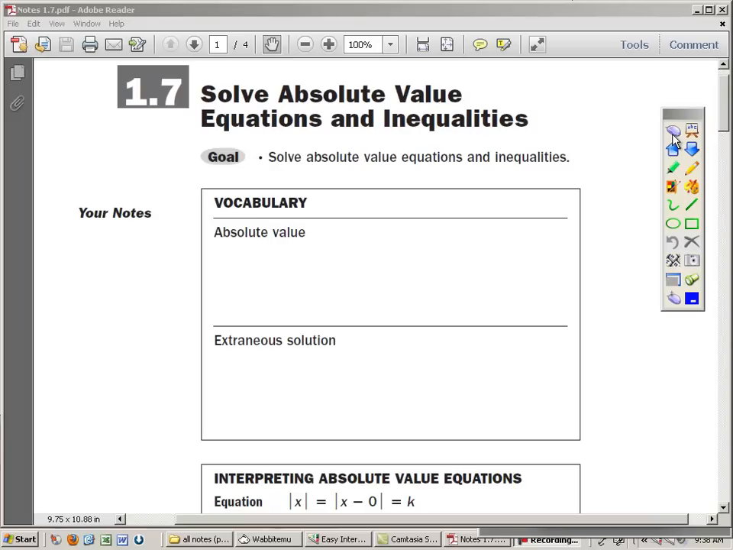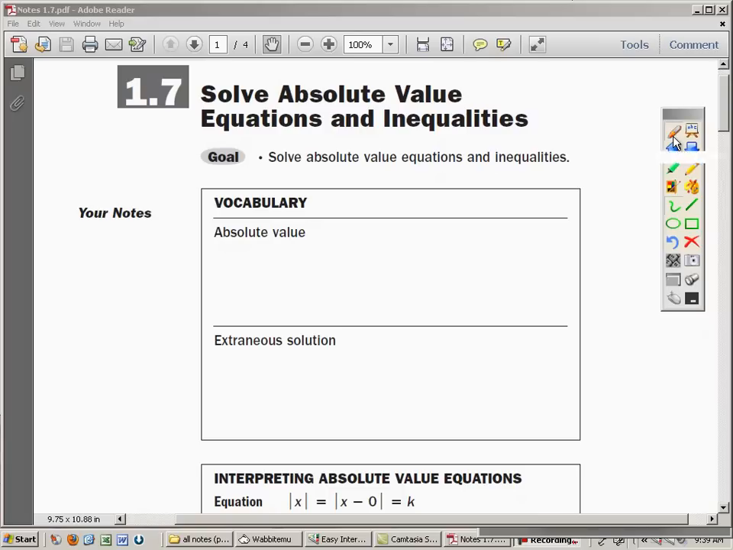To the final lesson of Chapter 1. This is Lesson 1.7 on solving absolute value equations and inequalities. There's an awful lot in this lesson. We're going to be looking at solving those problems that involve both equations and inequalities.